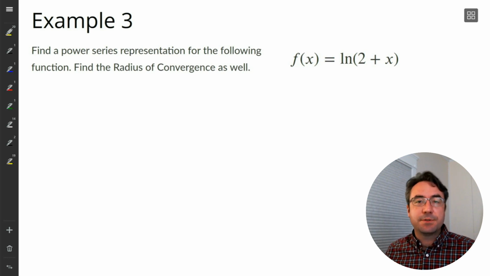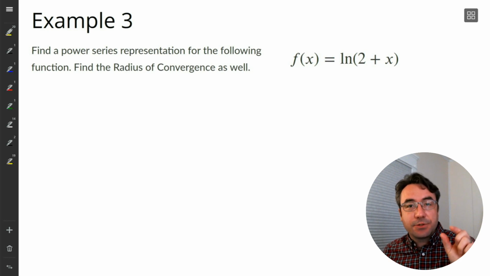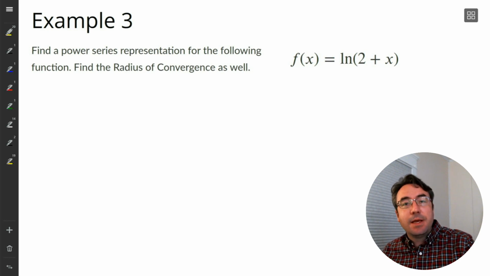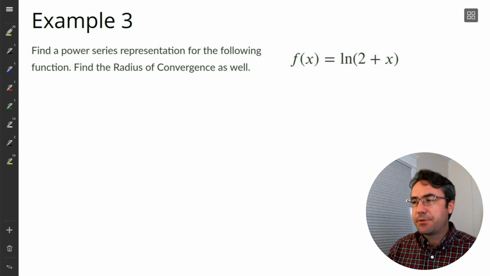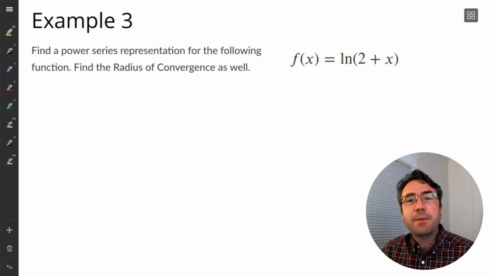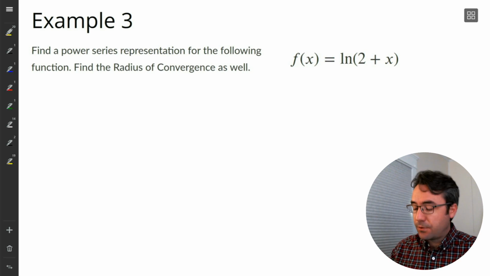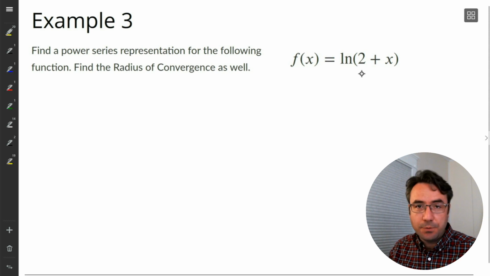So for derivatives, we differentiate term by term, and integration is going to be very similar. We integrate term by term. So let's look at example 3. We're going to find a power series representation for this function, natural log of 2 plus x.